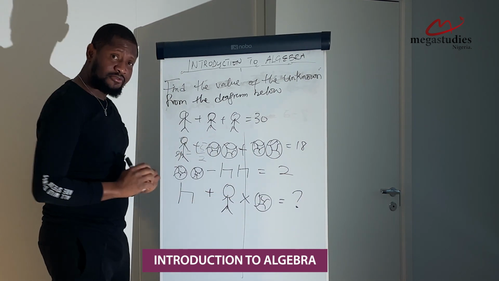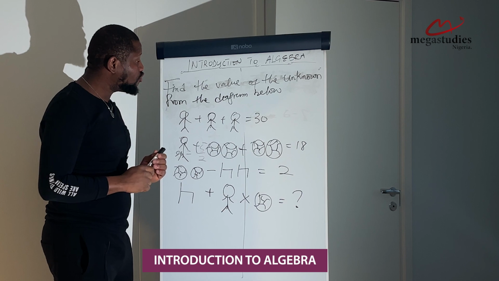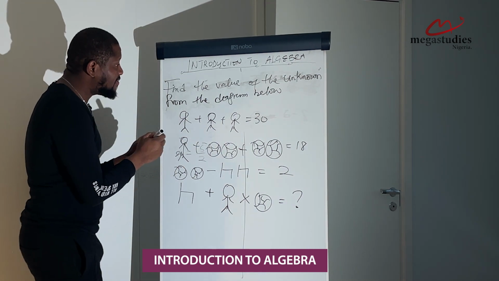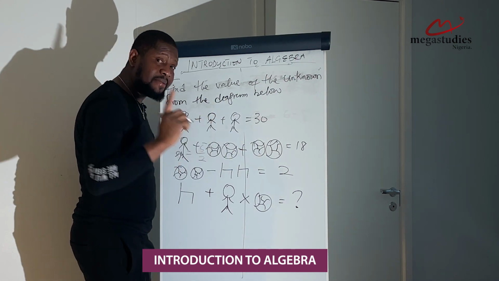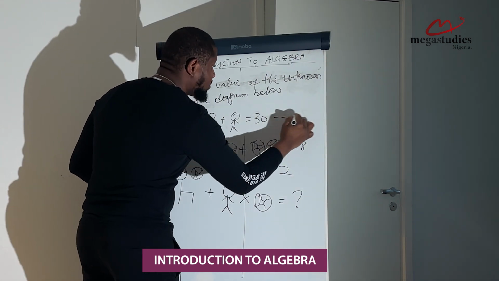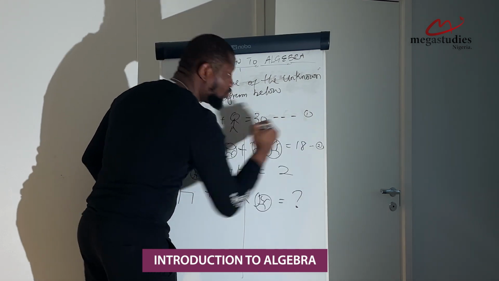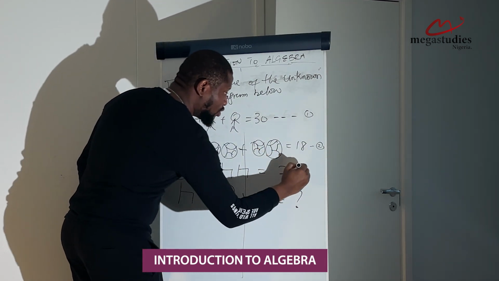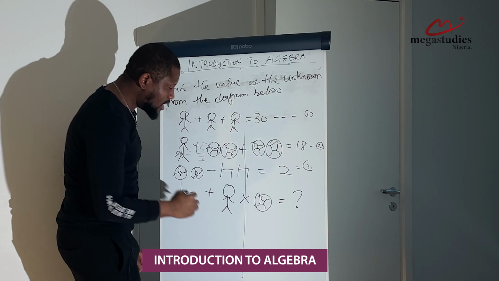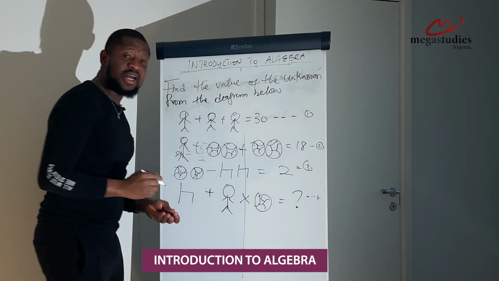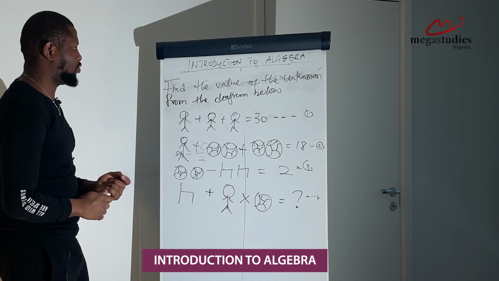Now, in this kind of condition, first and foremost, all you need to do is to note that you have to label each of the equations. You label this equation 1, you label this equation 2, you label this equation 3, and you also label equation 4, such that we have 4 equations.